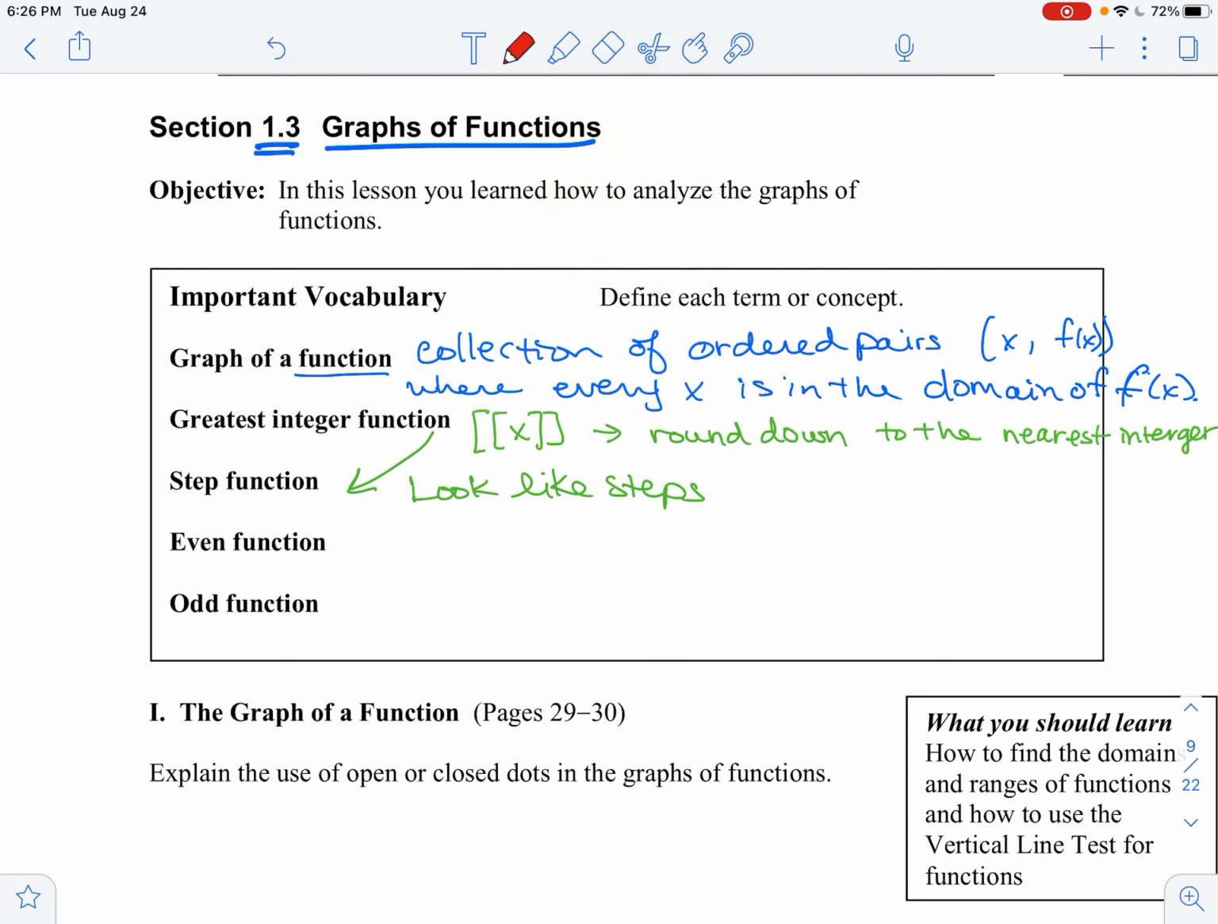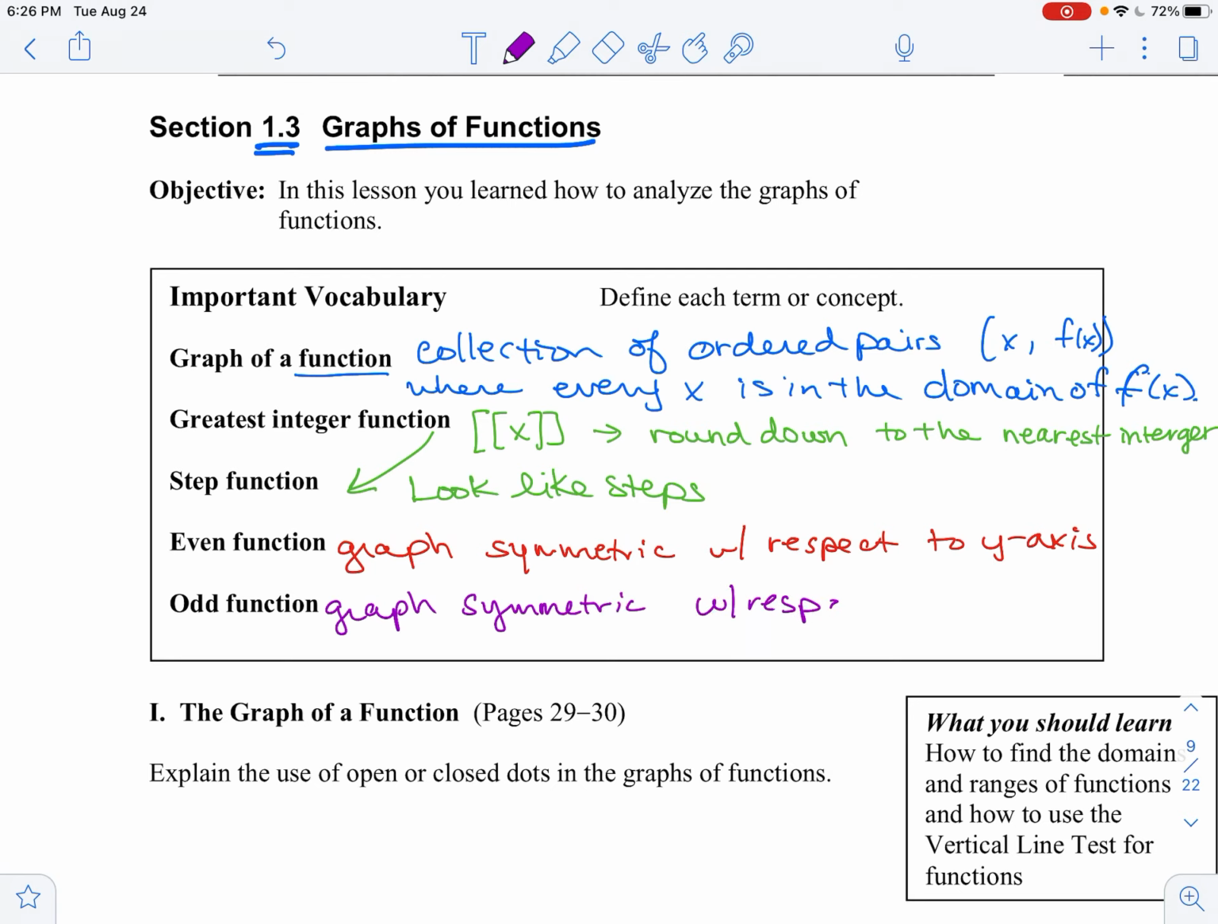An even function is a graph that is symmetric with respect to the y-axis. So if you were to take a graph and fold it along the y-axis, the two sides would be the same, okay? And an odd function is a graph that is symmetric with respect to the origin.